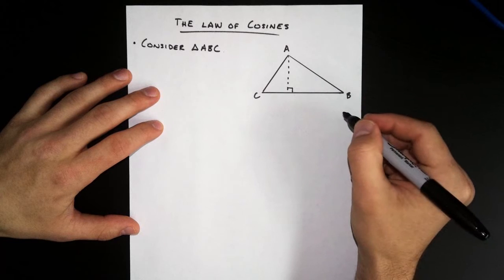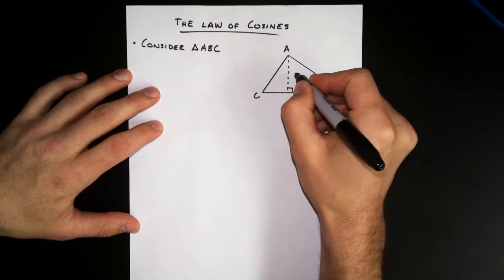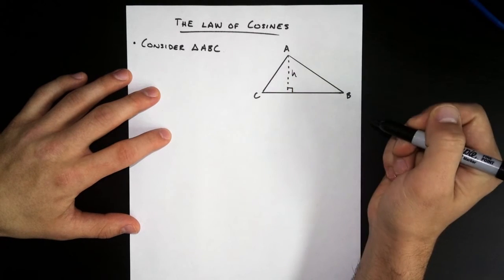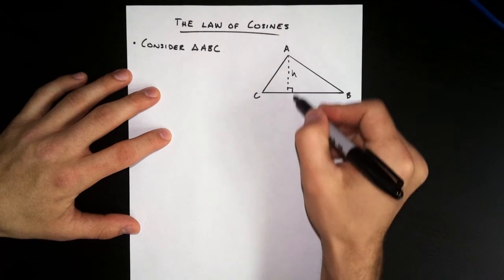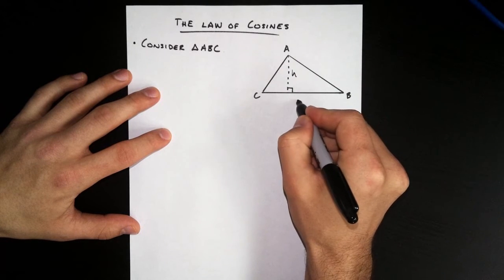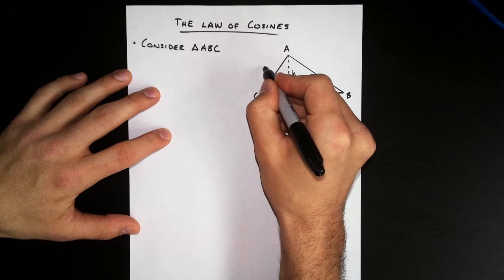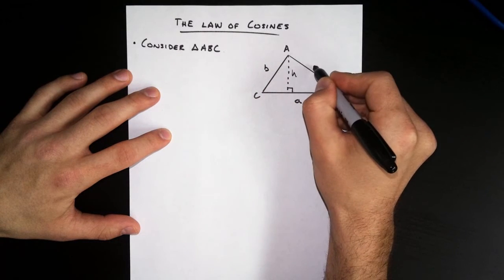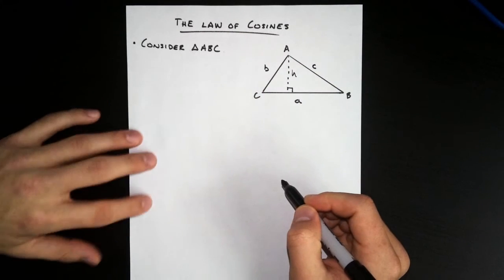Just so we have some things to reference here, let's label that as H for altitude, and then the side lengths across from the angles, I'll say this is a, this would be b, and then over here this would be lowercase c.